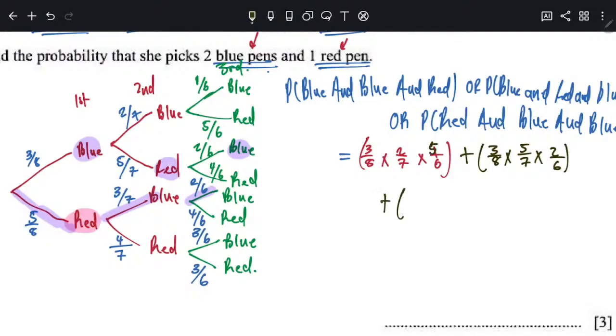Plus red, blue, blue: red here is 5 over 8, and blue, 3 over 7, and blue again, 2 over 6. I don't know. You can try this. What do you get? The 3 marks make me question if they wanted you to do all the different ways to get 2 blues and 1 red.